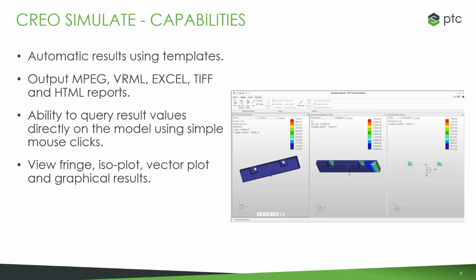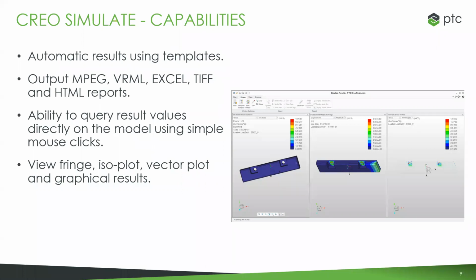You can even use what we have called a simulation query. What this does is give you an exact result for anywhere you click on the model. If you're looking at von Mises stress, for example, click in one spot, 80 megapascals. That's your value. You click somewhere else, 40 megapascals. Anywhere on the model that you want a value, all you have to do is click on it.